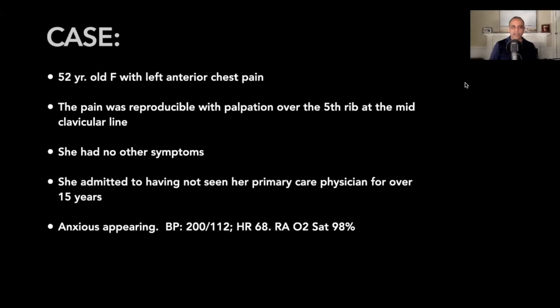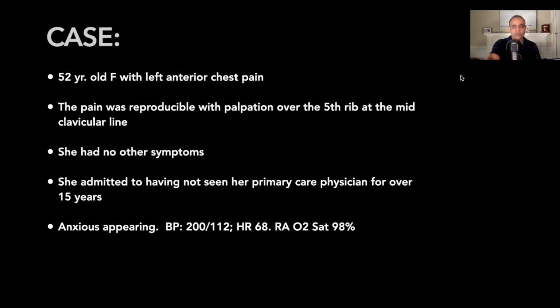Okay, so this was a 52-year-old female with the chief complaint of left anterior chest pain. Now, the pain was reproducible with palpation over the fifth rib, and she had no other symptoms. She did admit to not having seen her primary care physician for several years. On arrival, she was really quite anxious appearing. Her blood pressure was elevated, and the rest of her vital signs were reasonably well.